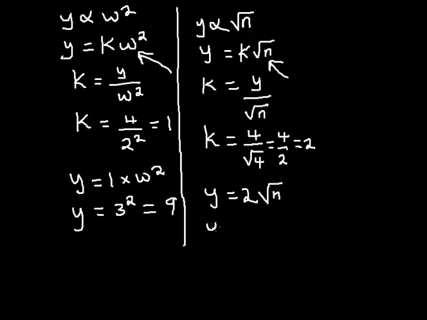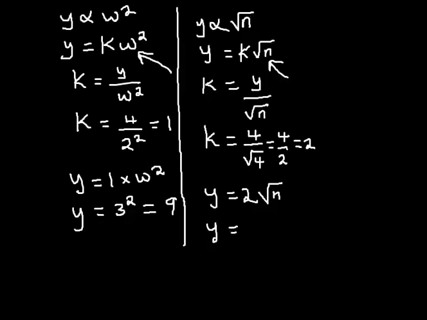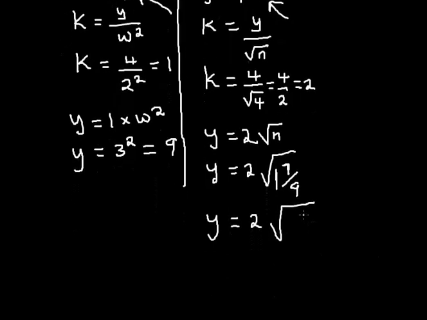Now we are looking for y. What are we looking for? Find y when n is equal to 1 whole number 7 all over 9. So it's going to be 2 the square root of 1 whole number 7 all over 9. Of course, you know very well that I will have to convert this to an improper fraction, right? So let's do that.